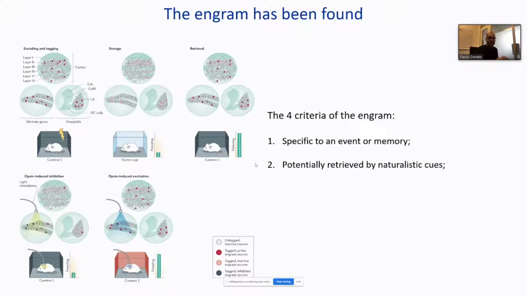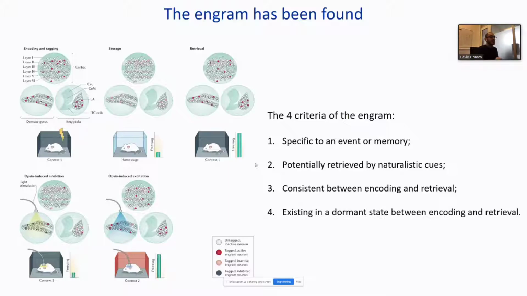So the cells that are active during acquisition are reactivated in the moment in which you basically put the animal back into the same context. It is consistent between encoding and retrieval because, again, it's the same subset of neurons that were actually active at the moment of acquisition.